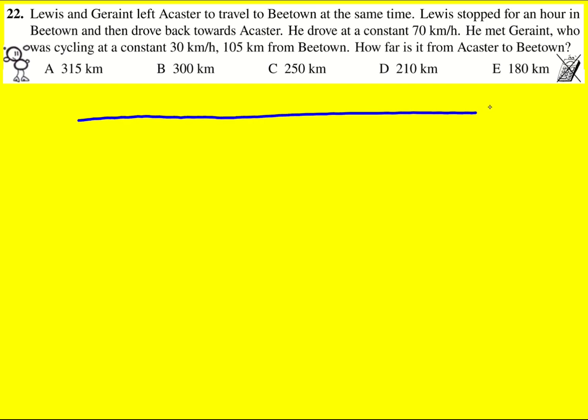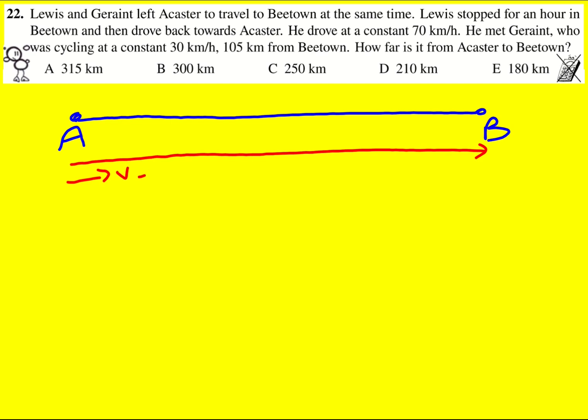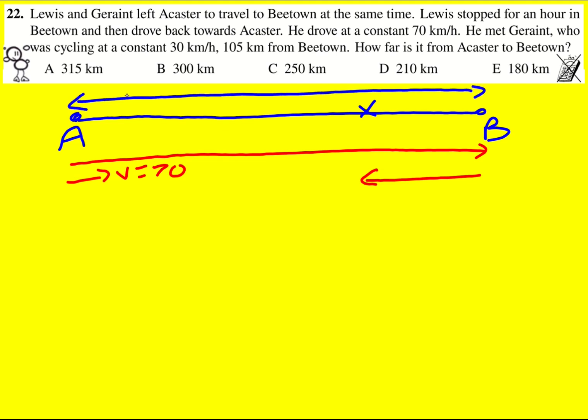Let's get a diagram started for this question. Both of these people are traveling from Acaster to B Town. Now, Lewis travels from A to B at a speed of 70 kilometers per hour, waits for an hour, and then starts traveling backwards, where the two of them will meet 105 kilometers away. So this distance here, that's the one we want to find. I'm just going to call that D, and then this distance is going to be 105.